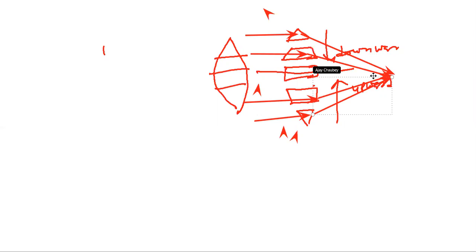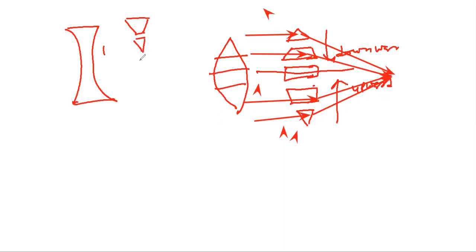And when it comes to concave lenses, your concave lens is like this. If you observe it minutely, you'll find that it is also made up of prisms, in which the upper half has its base upward.